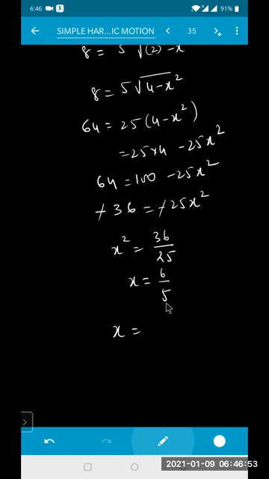So x will be equal to how much for me? Plus or minus. Simplify: 5 ones are 1, so this will be 1, and this will be 2. So 1.2 centimeters. Isn't it? So that is a given condition.